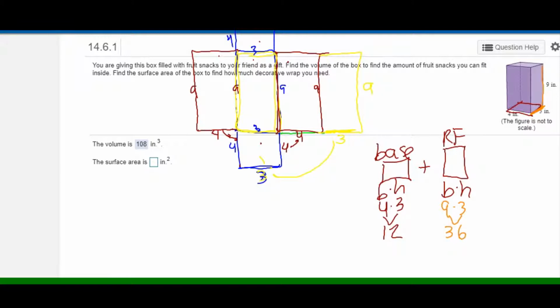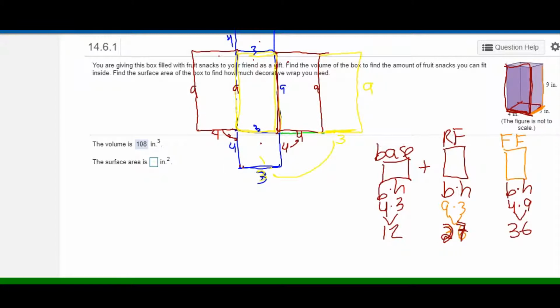And then I have my front and back, so I'm just going to do the front face. That's a rectangle. So here's my front face right here. And the dimensions are going to be 4 by 9, so base times height. And I'm going to put 4 by 9 here. 9 times 3 is not 36, this is 27. So 9 times 3 is 27. And then 4 times 9 is 36. So I can write these dimensions in.